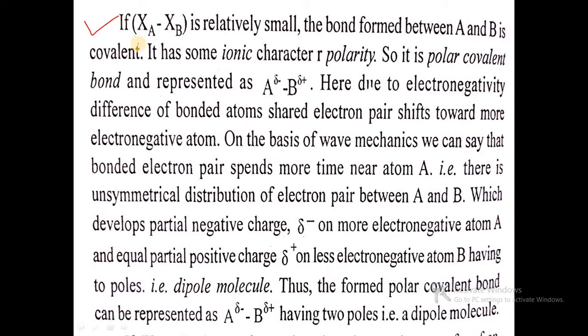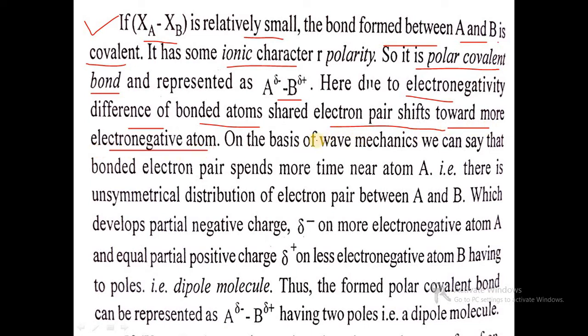Then the second rule: if the electronegativity difference between atoms A and B is relatively small, then the bond formed between A and B is covalent type. It has some ionic character, so it is a polar covalent bond and is represented with partial delta negative and delta positive charges. Here, due to the electronegativity difference of the bonded atoms, the shared electron pair shifts towards the more electronegative atom.